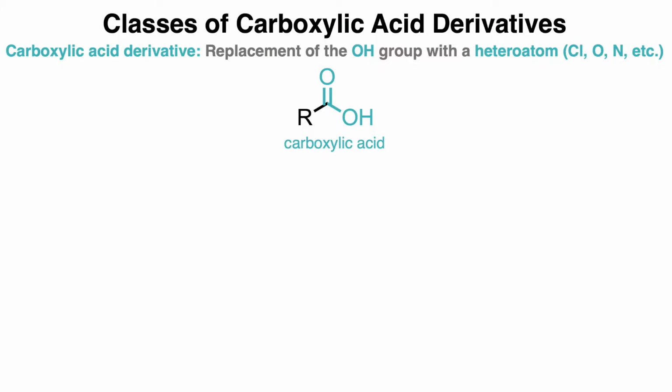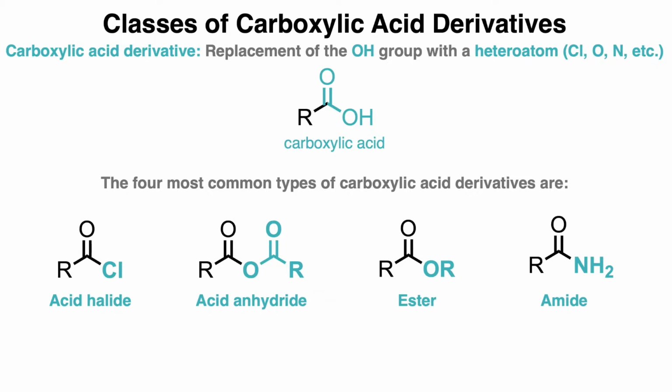Carboxylic acids are compounds that contain a COOH group as shown here in blue. Now, if we replace the OH group with a heteroatom like chlorine, oxygen, or nitrogen, then we get a carboxylic acid derivative. The four most common types of carboxylic acid derivatives are an acid halide, acid anhydride, ester, and amide.